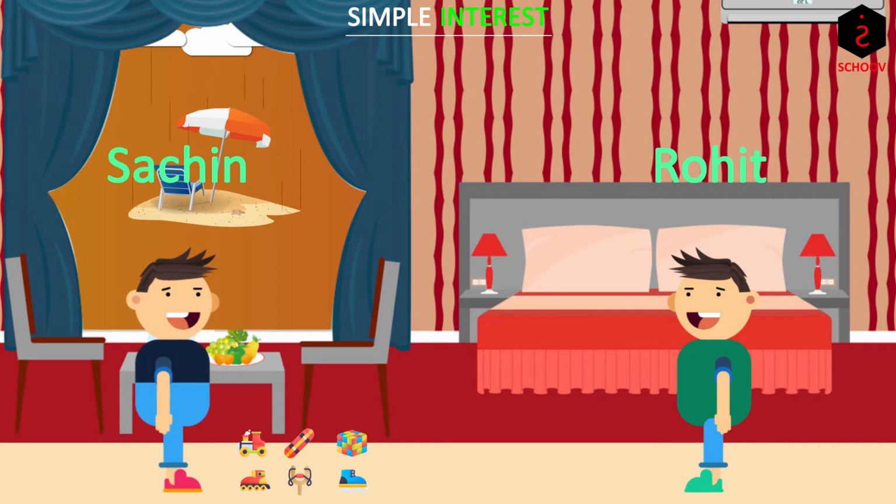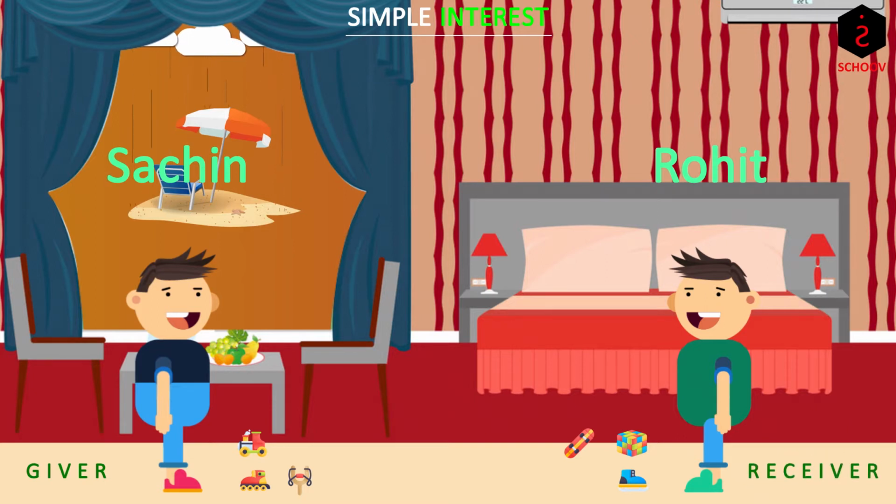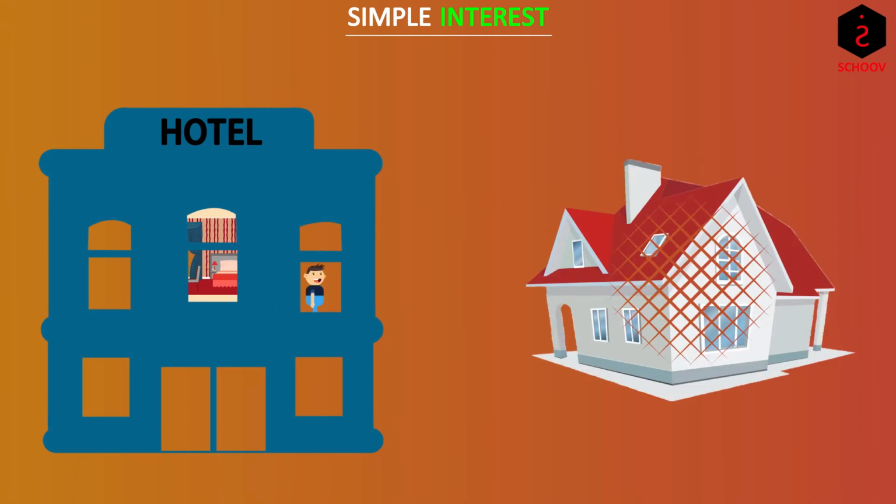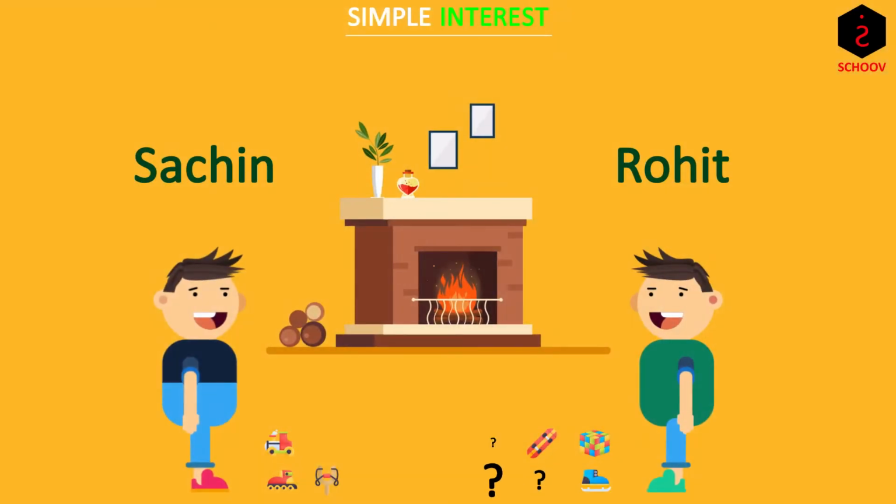Upon Rohit's request, Sachin gave 3 of his toys to Rohit to play. So, since Sachin is giving, he is the giver, and Rohit is receiving, he is the receiver. But Sachin gave his toys to Rohit on one condition, that when they return home, Rohit will give back 6 toys instead of 3.